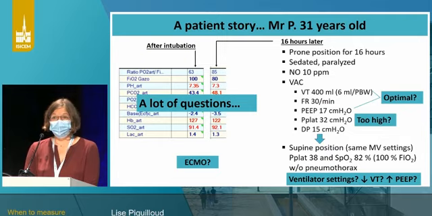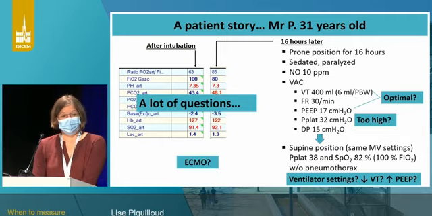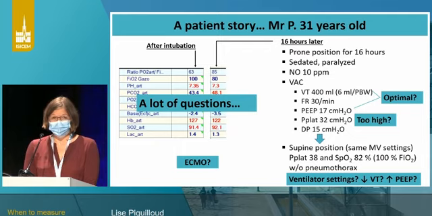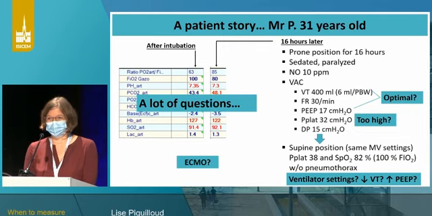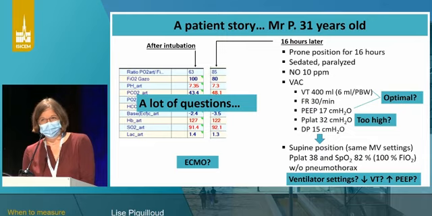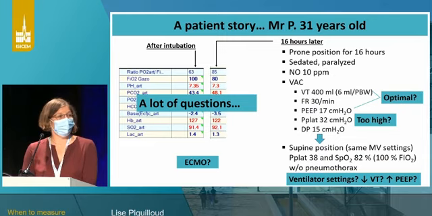And there are a lot of questions here. Are the ventilator settings optimal in prone position? Maybe yes. In supine position, it seems it's not the case. What should we do? Decrease tidal volume, maybe increase PEEP to try to recruit, or maybe should we move immediately to ECMO?